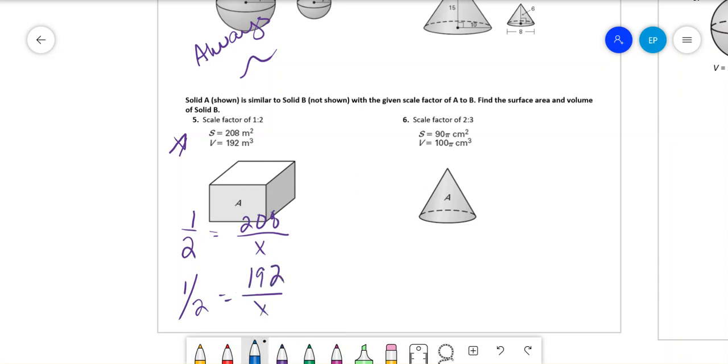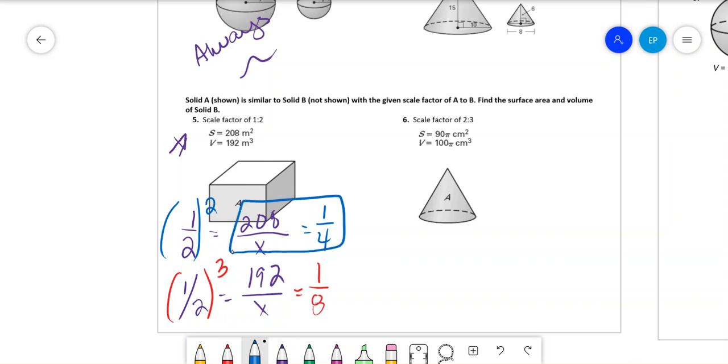Now, surface area, you got to make sure to square both. Volume, you need to make sure that you cube both. So you would have 1 over 8 actually equals that value, and you would have 1 over 4 actually equals that value. So you would solve this one, and then you would solve this one. Remember, this is from your homework.